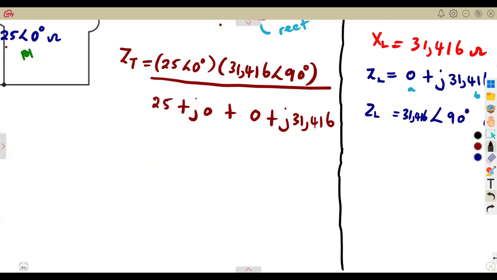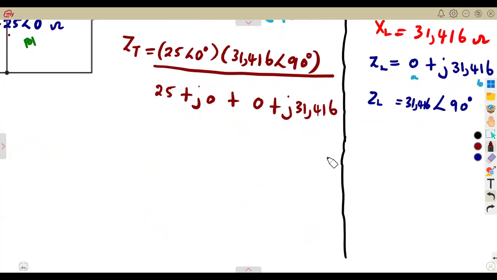Remember, why is it important for you to have the polar form for the multiplication? It is because you can multiply the numbers on their own, 25 and this on their own.